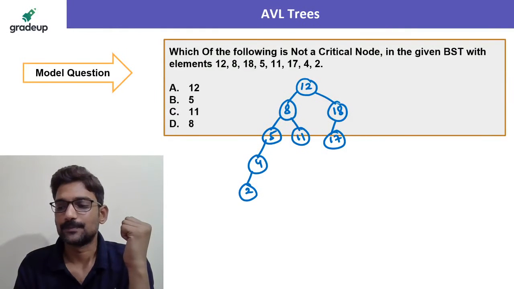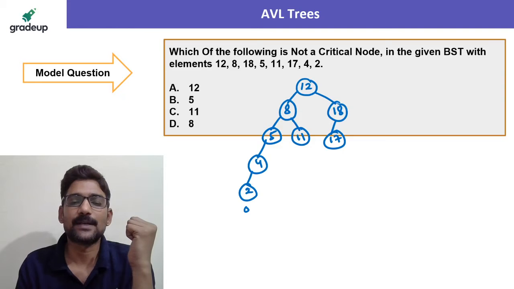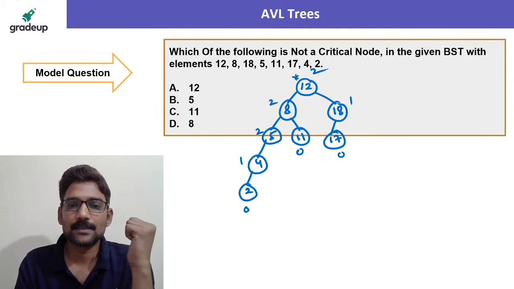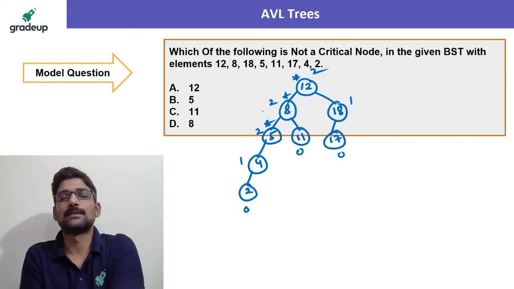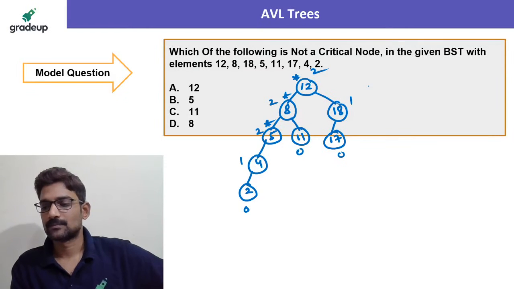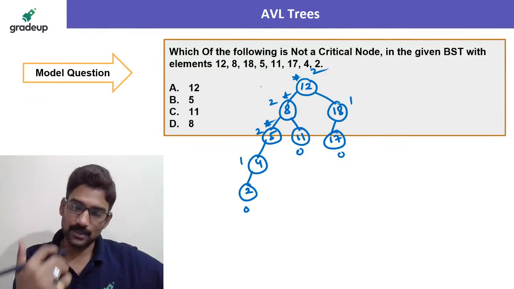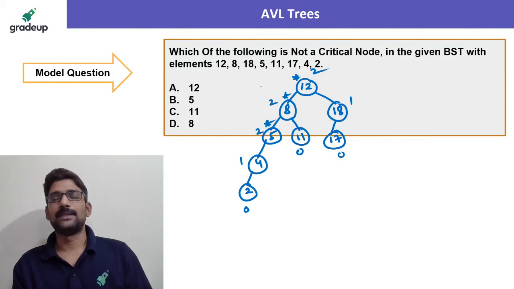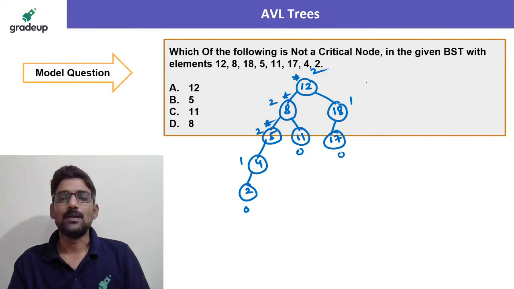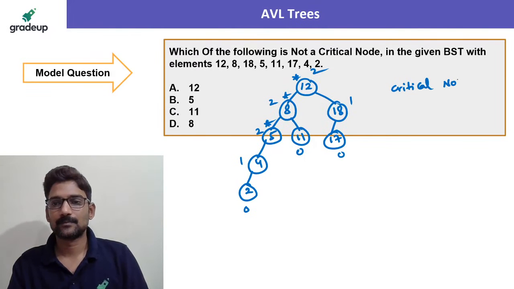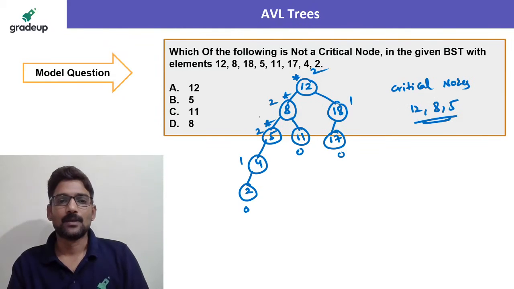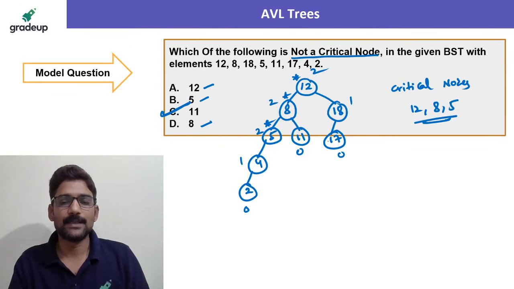Now what is not a critical node? Find the balance factors. 0, 1, 2, 2, 1, 4 minus 2, 2. So which has balance factors other than 0, minus 1, plus 1? In RL we will do first left then right. In LR, reverse, you have to think in reverse. In LR, first right then left. So here critical nodes are 12, 8, 5. So 12 is a critical node, 5 is a critical node, 8 is a critical node. We want which is not a critical node. 11 is not a critical node.